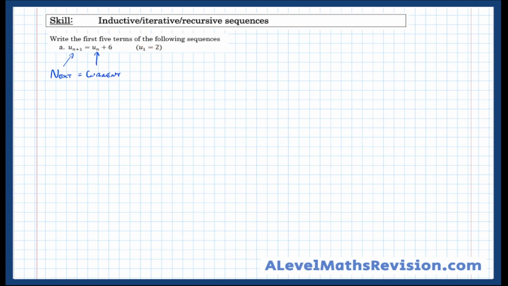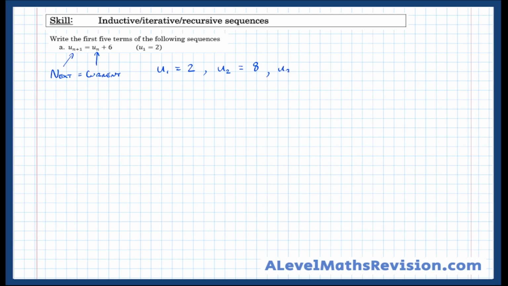So in this case, the first term or the current term is 2. So we're given that u1 equals 2. So the next term in the sequence we get by adding 6 to the first term, which makes it 8. 6 plus 2 is 8.